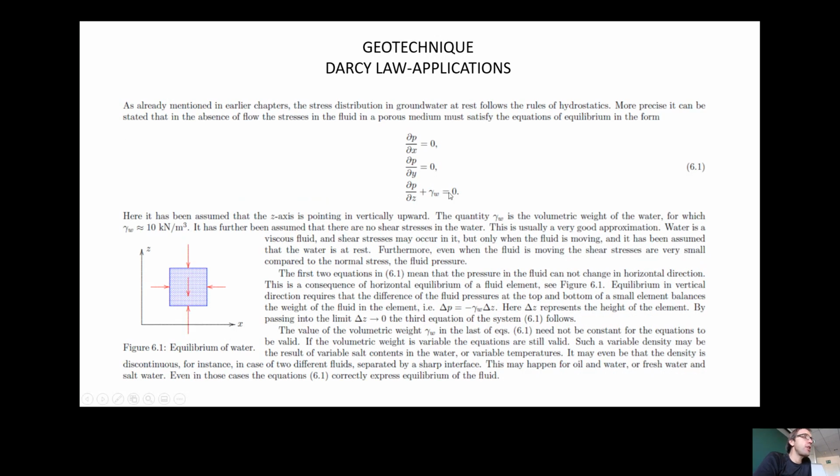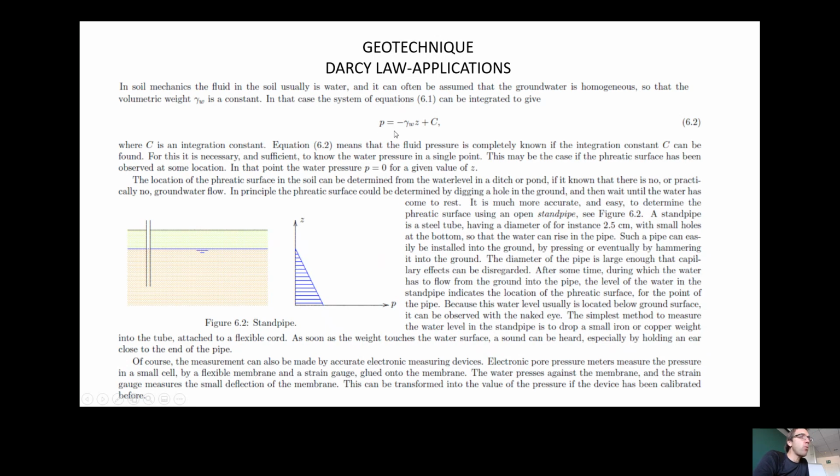So, for example, if we consider, as we said, that gamma W is constant, we can do the integration of this equation, and we obtain that P is equal to minus gamma W times z plus C, where C is the integration constant. What does this mean? This means that the fluid pressure is fully known with the integration constant, and not only that, you can see here the linear behavior of the pressure. So the pressure increases linearly with z once we consider gamma W constant. In the case of a phreatic surface, for example, here the constant is such that at this point the pore pressure is 0. So if we put P equal to 0 at this point, we can obtain C, that is, again, the integration constant.